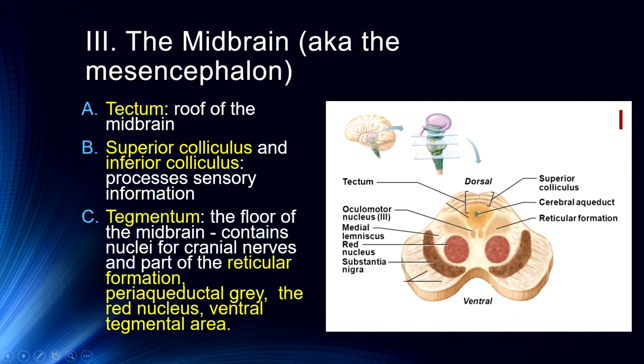So then the tegmentum is the floor of the midbrain that contains a number of nuclei for cranial nerves and part of what's called the reticular formation. Also includes what's called the para-aqueductal gray, the red nucleus, and the ventral tegmental area. The para-aqueductal gray is important when we start talking about pain perception and pain drugs. The ventral tegmental area is an important part of what's called the reward pathway. So we will be getting into some important issues with those as we work throughout the semester.